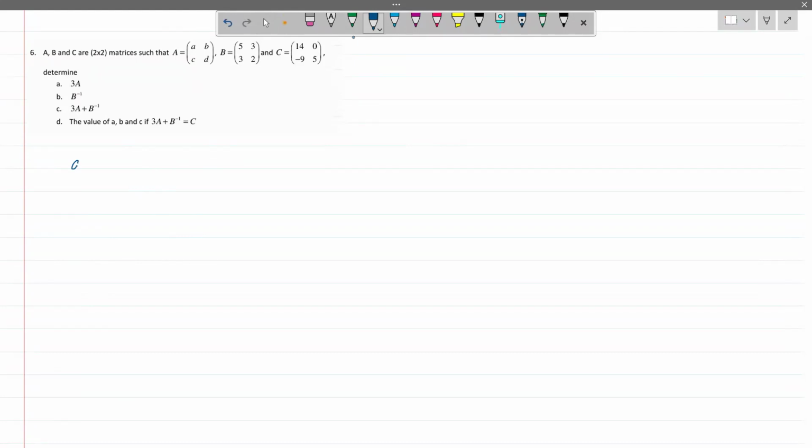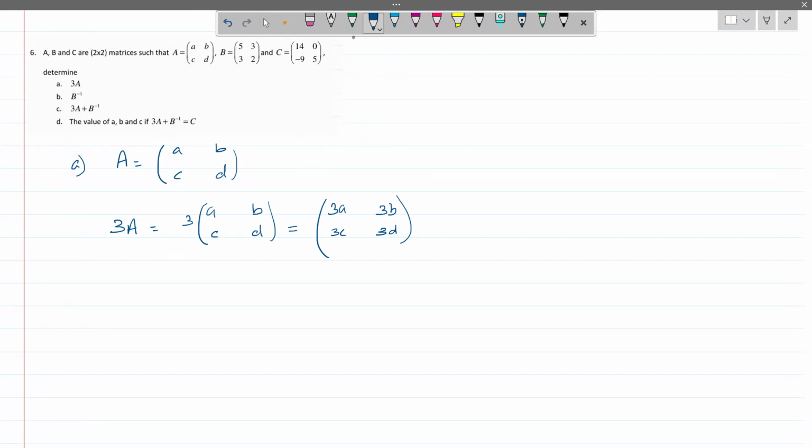So part A is equal to [a, b; c, d]. So 3A will be 3 by [a, b; c, d]. That will give us [3a, 3b; 3c, 3d]. That's it. That's all you have to do.